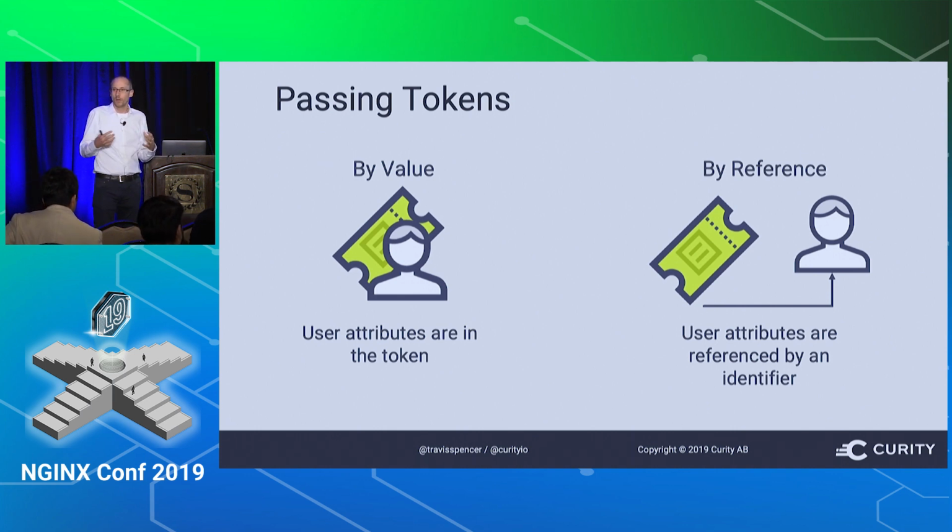We can have a token where all of the user data is in the token. That's a by-value token. Or we can have just a GUID, some sort of unique identifier that points to the user information. But in order to get that, we have to dereference it. And the only one that can dereference it then is the OAuth server, since it had the unique identifier that points to that user information.